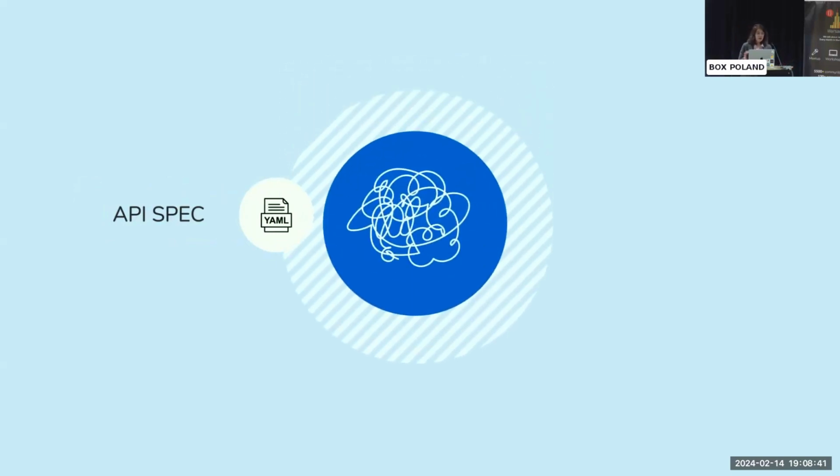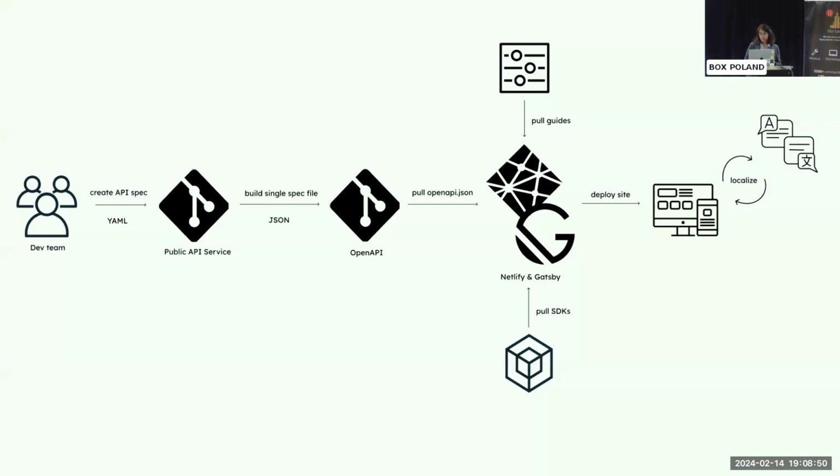And now I wanted to just talk a little bit about how the API spec, so basically a bunch of YAML files, goes through this very elaborate process and is rendered on our documentation side. So we have a process for that, actually, and it all starts with the developer team, right? So we've got the developer team that comes up with an idea for an API.